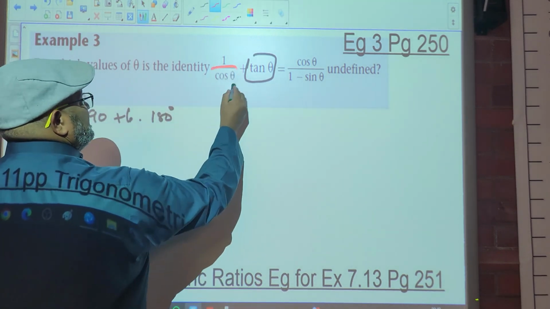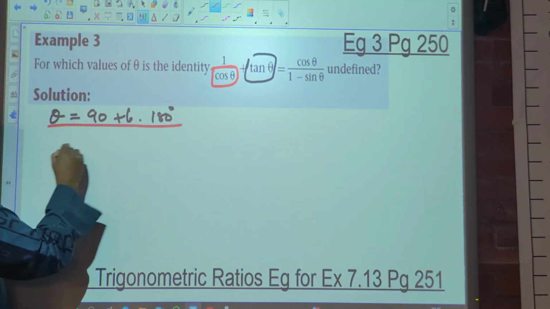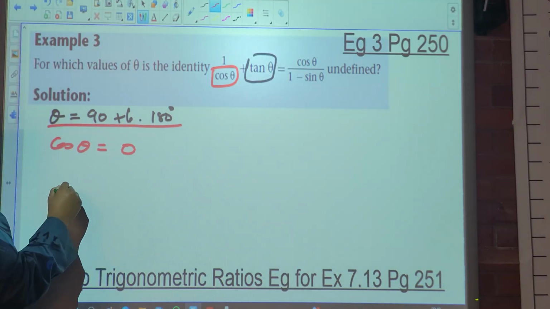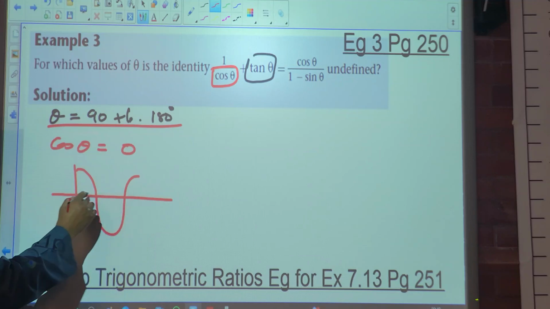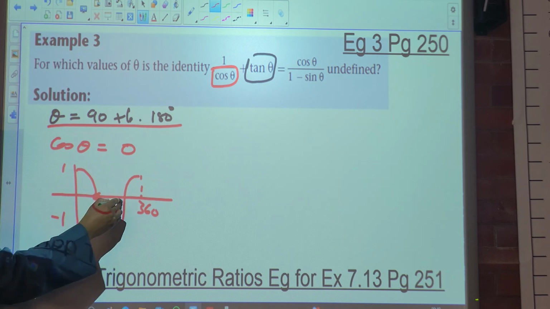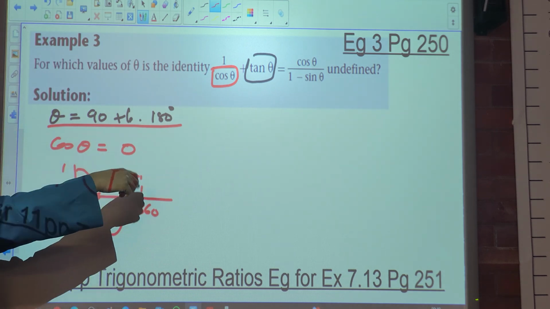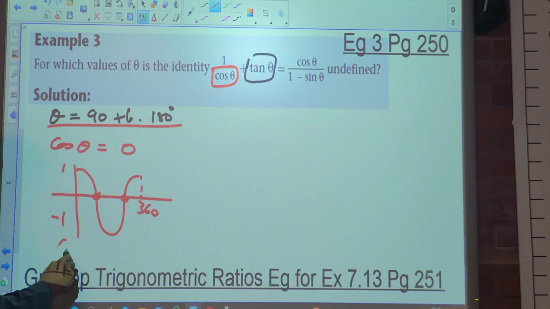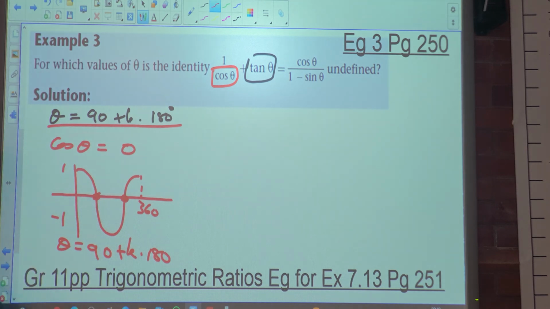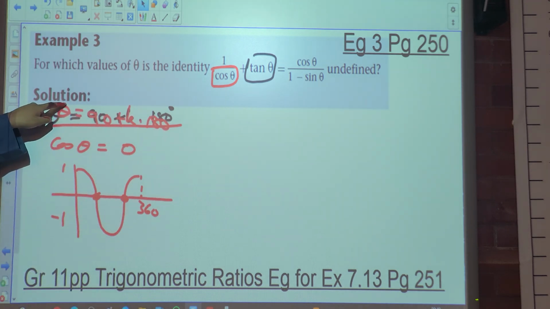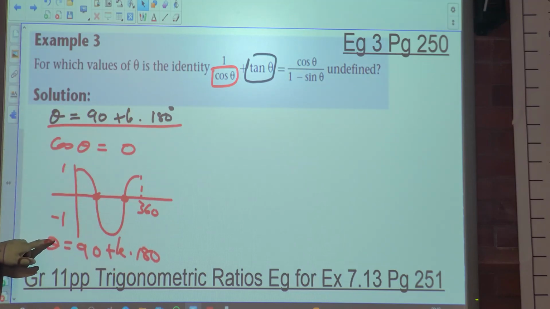Where else? Where cos of theta is equal to 0. So 1, minus 1 and 0, we take it to the graph. The cos graph starts on top. So where's cos 0? At 90 and 270. So the solution happens every 180 degrees. So for that one, it's going to be theta is equal to 90 plus k times 180. But hang on, that's in the same. Did I need to have written this? No. But did I know before I wrote it? No. So I do it anyway.